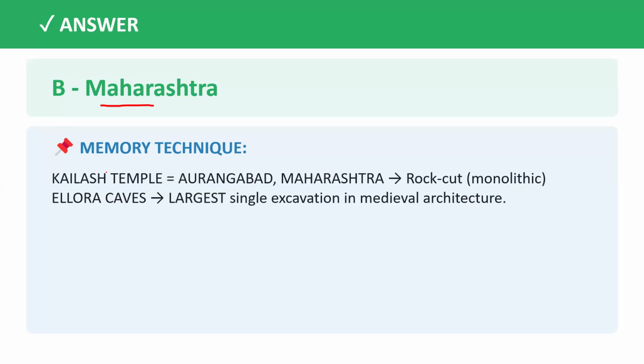Maharashtra. The Kailash temple is located in Aurangabad, Maharashtra. Basically, it is a rock-cut monolithic temple. Monolithic means in a single rock. This temple was constructed by cutting from a single rock. We can also remember the Ellora caves of Maharashtra, the largest single excavation in medieval architecture.